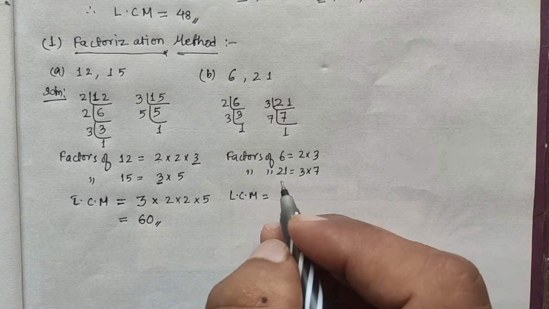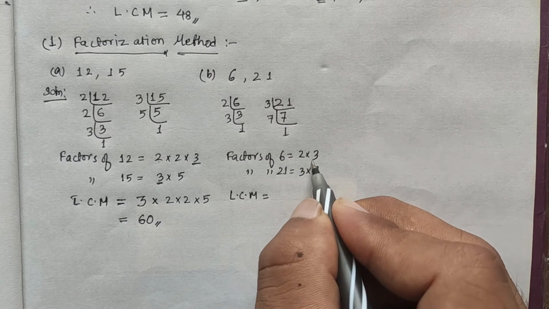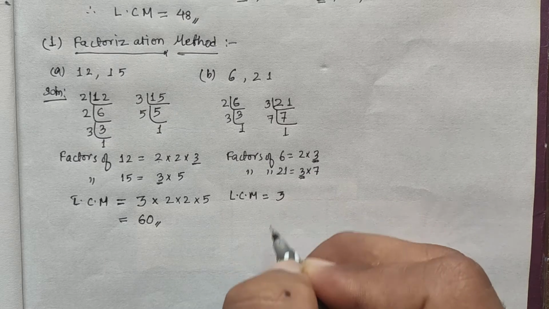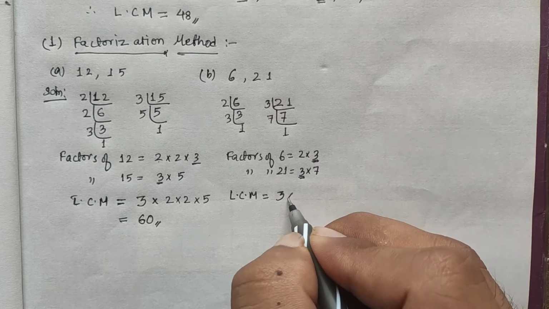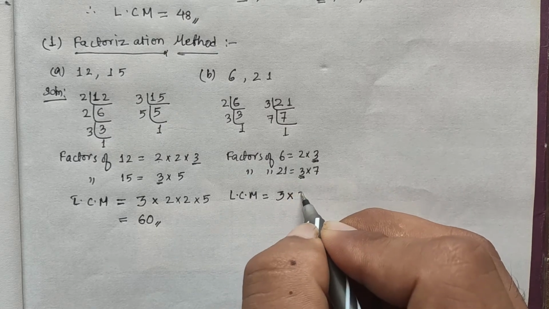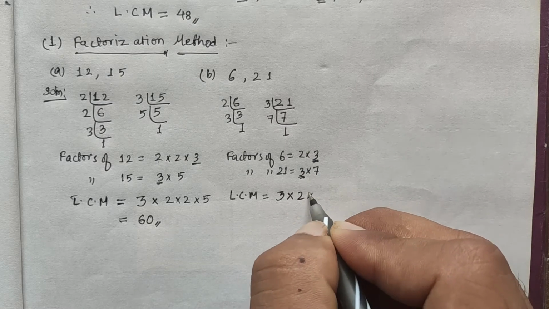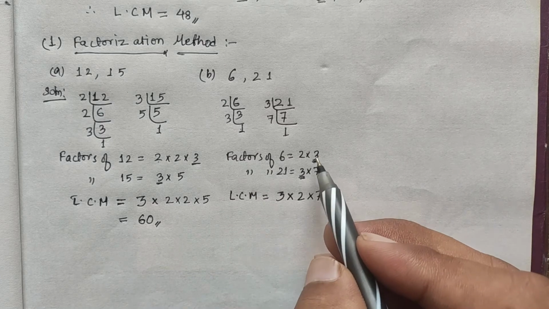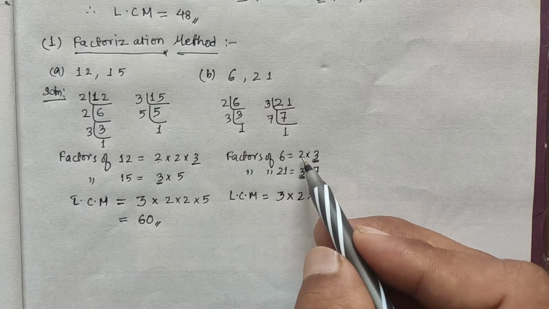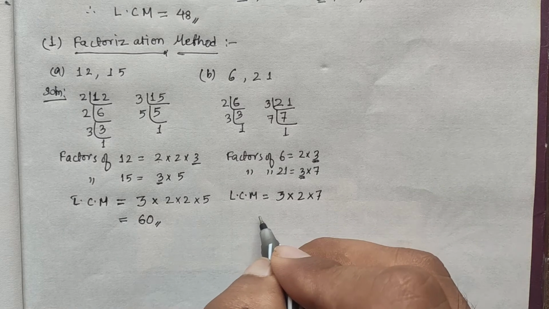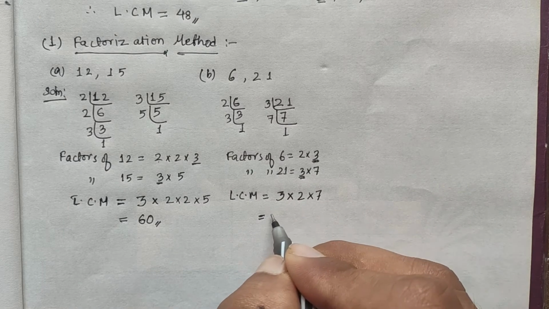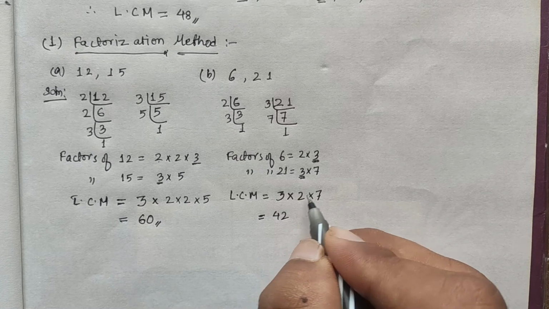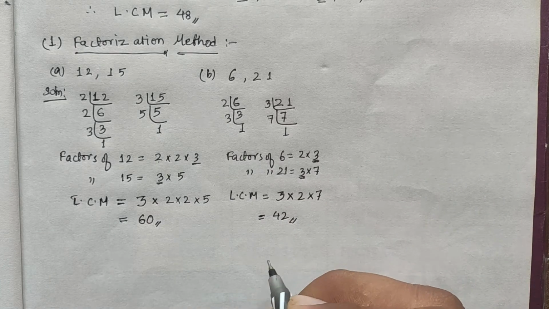LCM of 6 and 21 is, first you have to write the common factors. 3 is common in both of them, so write 3, and the remaining here is 2, and the remaining here is 7. In the case of LCM, we will generally first write the common and then we will write the remaining ones. Okay, so it is 42. 3 times 2 is 6, 6 times 7 is 42, so that is your LCM.